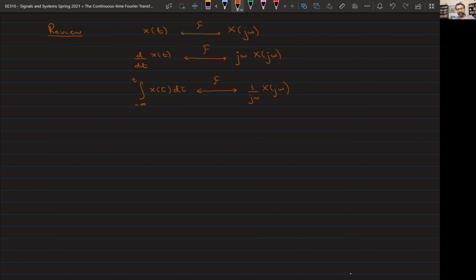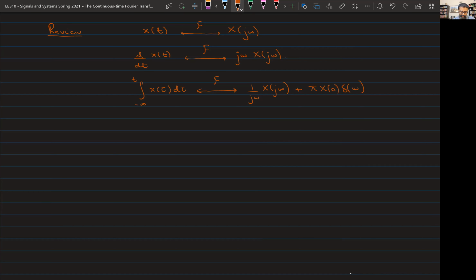But then based on some intuitive reasoning, we said, okay, this may not be enough. So we need to have an extra term, which turned out to be, and this I gave without a proof, pi times x of 0 times delta of omega, right? Where x of 0 was the DC component of x. So this is the integration property. And then we used this integration property to determine the Fourier transform for a unit step, right?